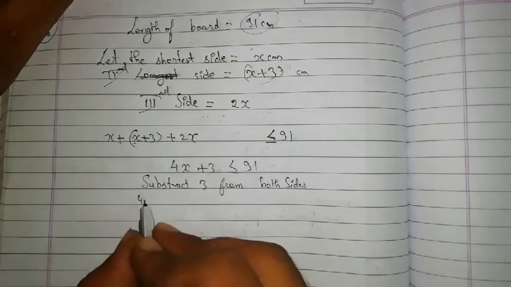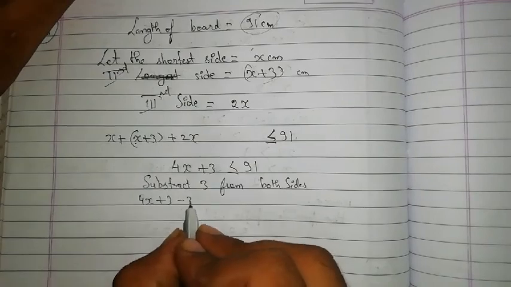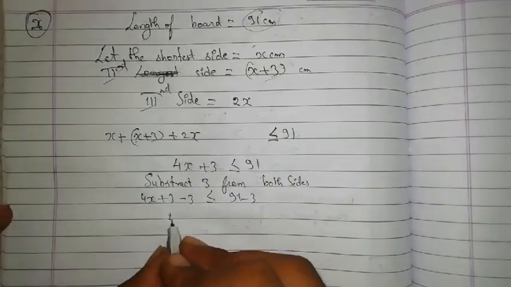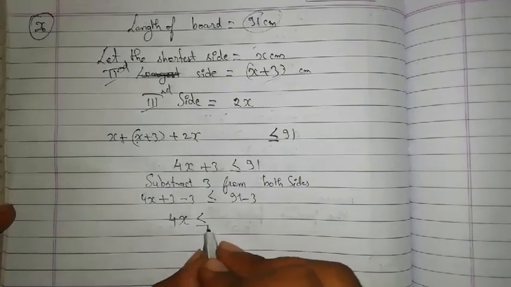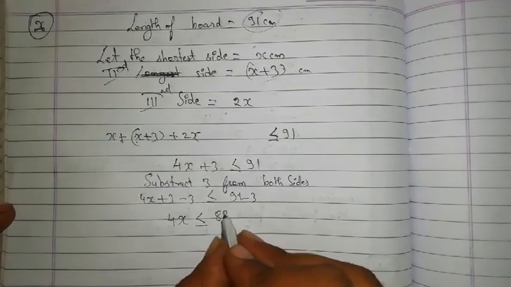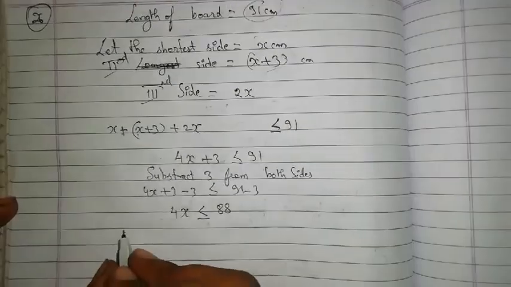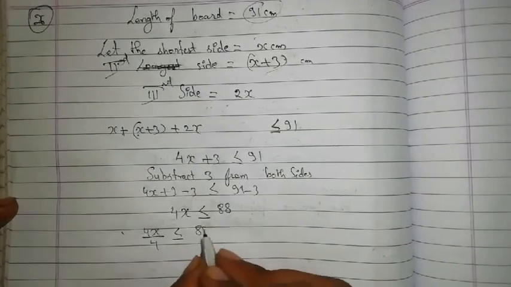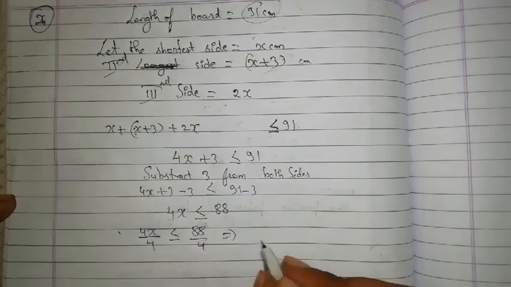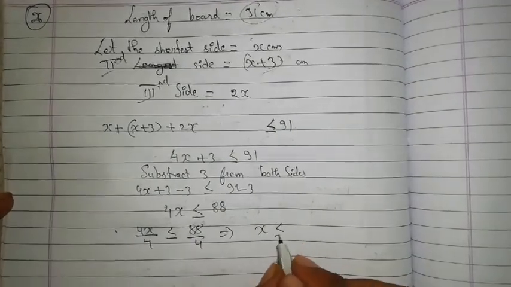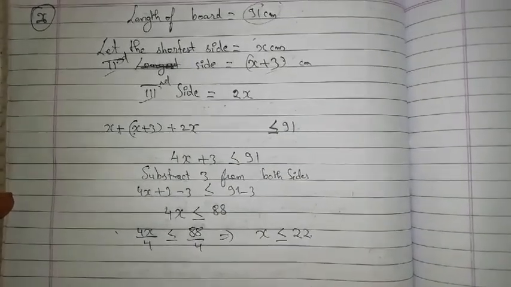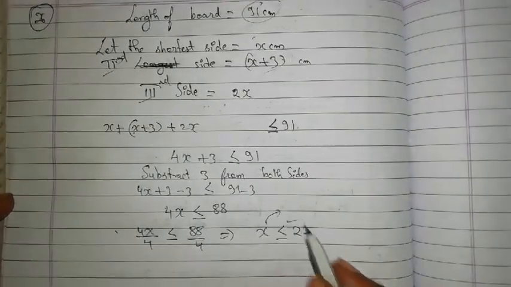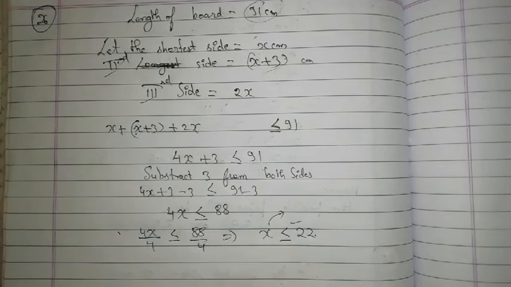Okay, so it will be 4x plus 3 minus 3 और यहाँ पर 91 minus 3. So it will be 4x is less than or equal to 88. Okay, now what we will do, we will divide both sides by 4, so it will be 88 divided by 4, means x can only be less than or equal to 22, means जो x की जो shortest length है it will never exceed the value 22, maximum value will be 22.